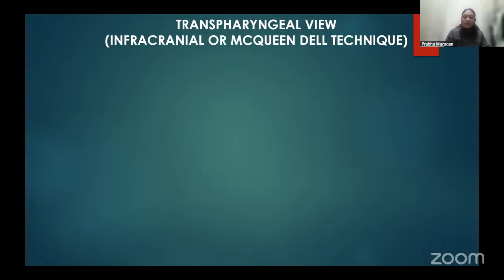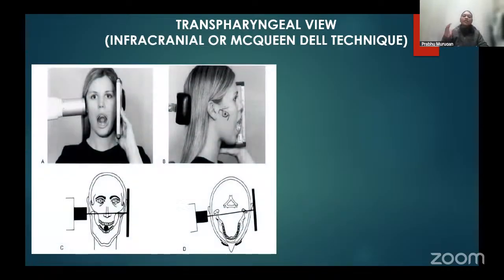So the next is transpharyngeal. Like I told you, transpharyngeal means the central ray is going to pass through the pharyngeal region. It's also called the infracranial or McQueen-Dell technique.